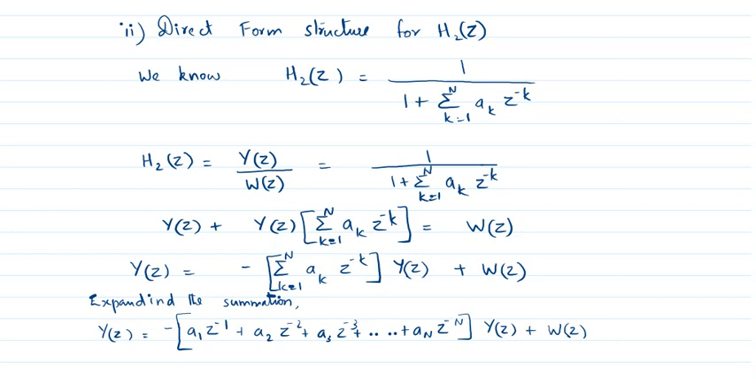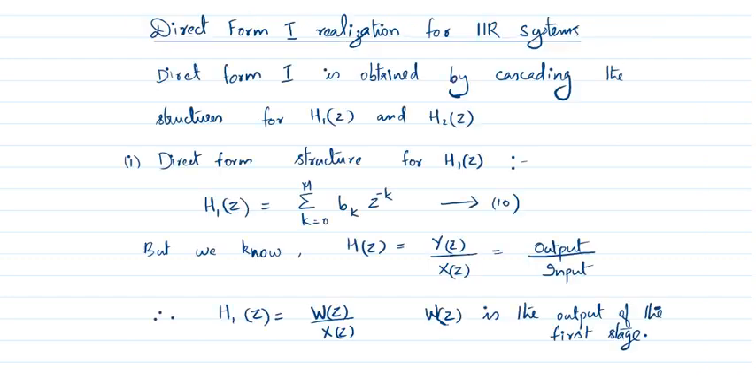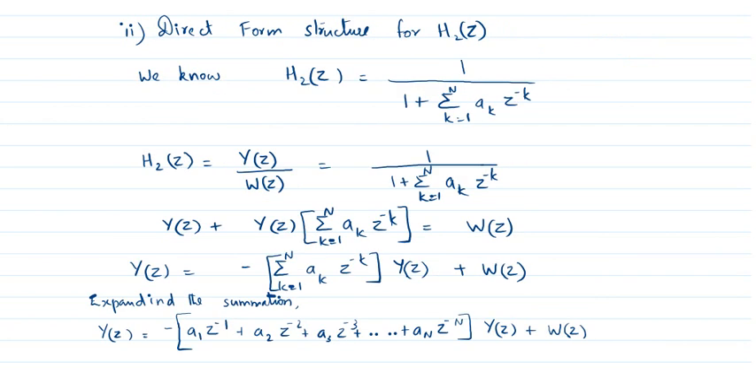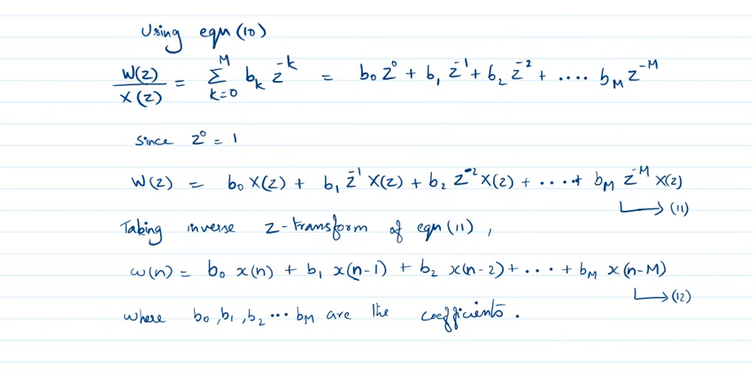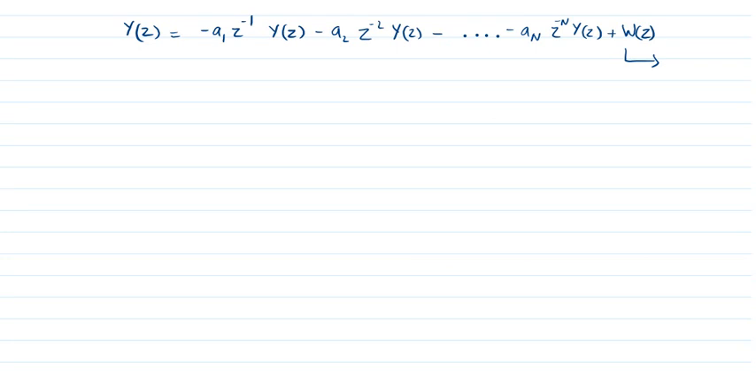So I will take this Y of z inside this bracket. So the next step will be Y of z equal to minus a1 z raised to minus 1 Y of z, minus a2 z raised to minus 2 Y of z, minus an z raised to minus n Y of z, plus W of z. So this is equation number, the last equation number we wrote was 12, so this one is 13, and this one is equation 14.